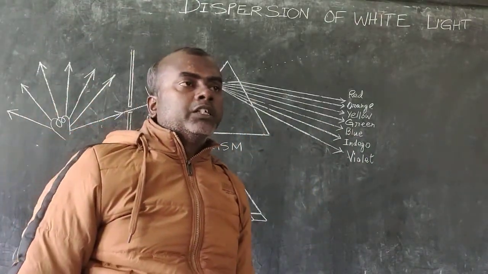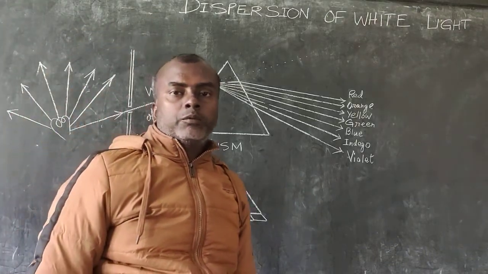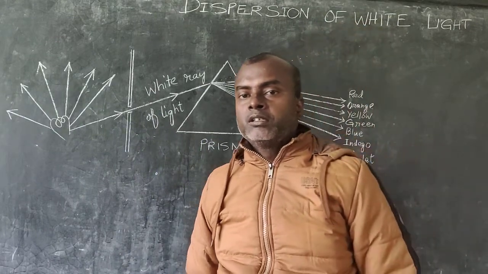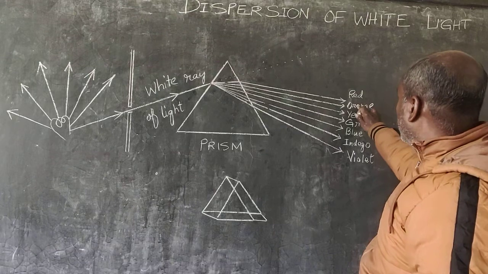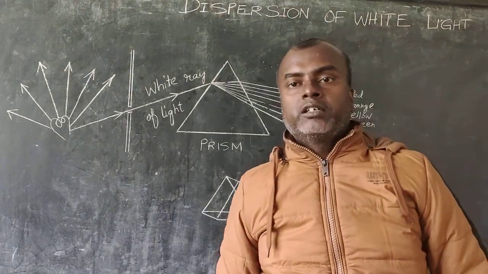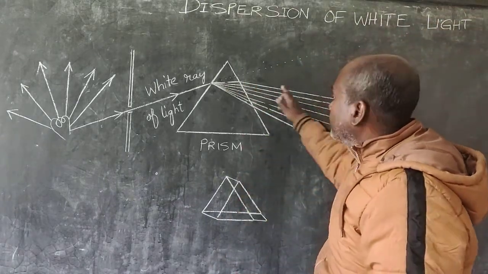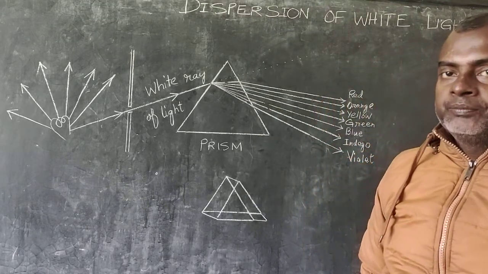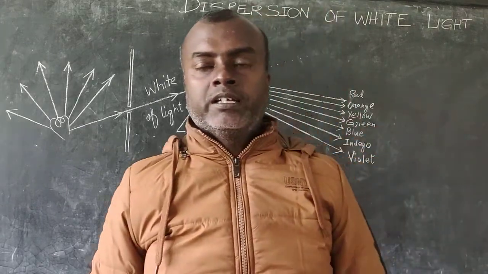So dispersion happens due to the individual colors' difference in their velocities. All the 7 colors have 7 different velocities. Red has the highest velocity, and as you go down, orange, yellow, green, blue, indigo, violet, their velocities are reduced. That's the reason they cannot maintain the course and they bend from their original course, because their velocities are less. This is the reason why dispersion of white light takes place.